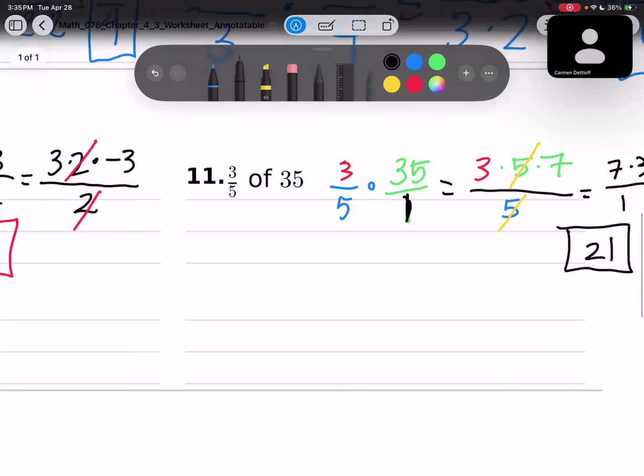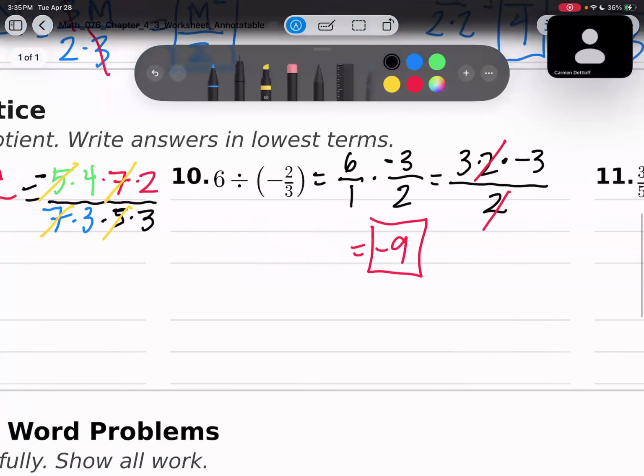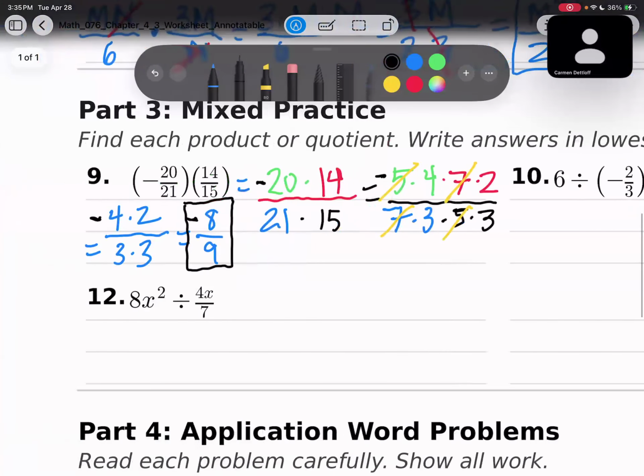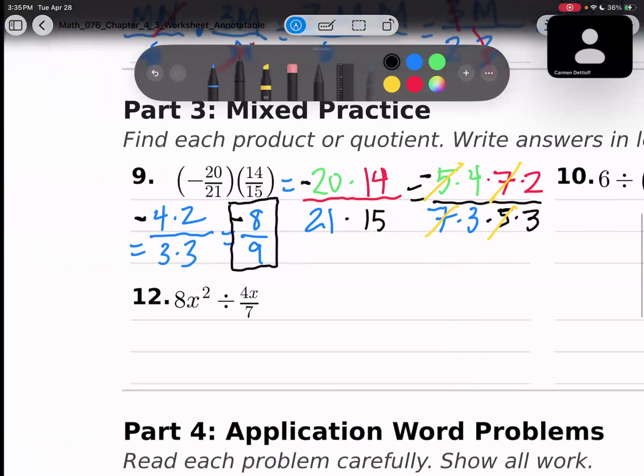I know it's a lot. We're doing good. And the best way to get better is practicing. Okay, this one's big. We got this.